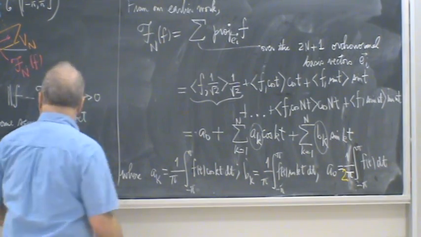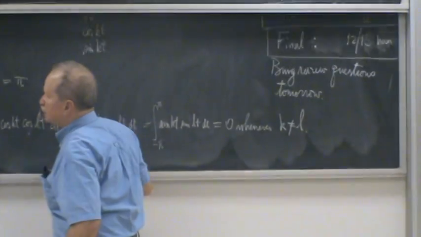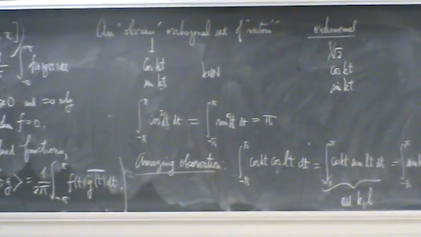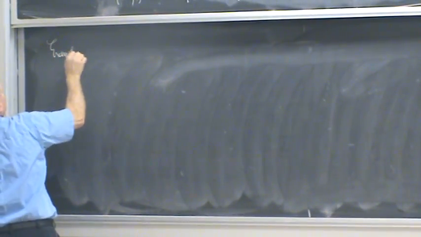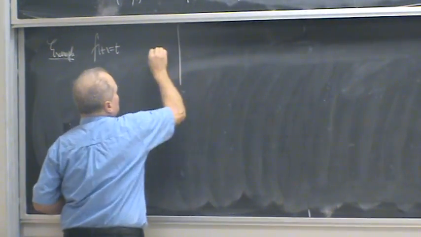Okay, so I want to do an example for you. I want to take the simplest function that you already suggested other than constants, and I want to compute what its Fourier coefficients are. So I'm going to take the function f of t equals t. So it looks like this.